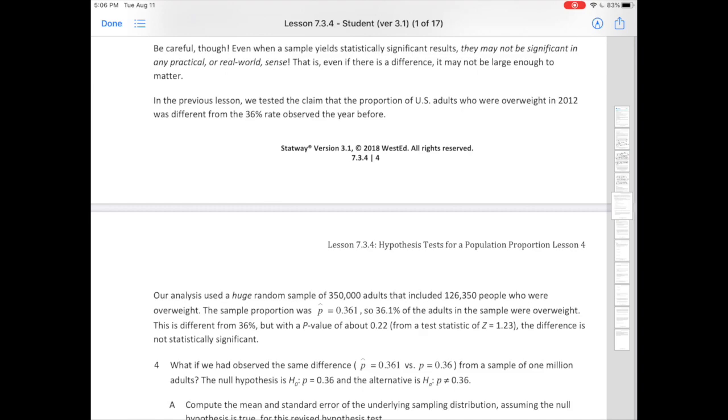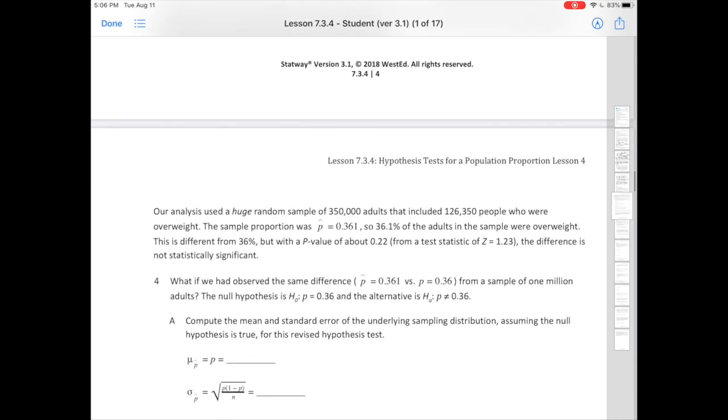However, what if we had observed the same difference, p hat equals 0.361 versus p equals 0.36, from a sample of 1 million adults. The null hypothesis is p is equal to 0.36, and the alternative is p is not equal to 0.36. Compute the mean and standard error of the underlying sampling distribution, assuming the null hypothesis is true for this revised hypothesis test.